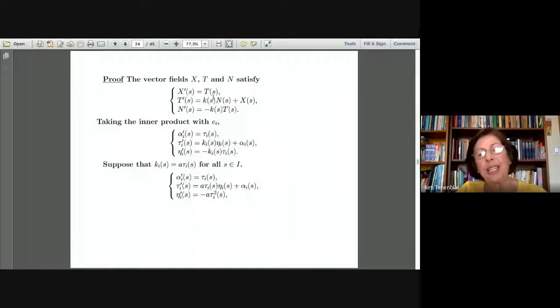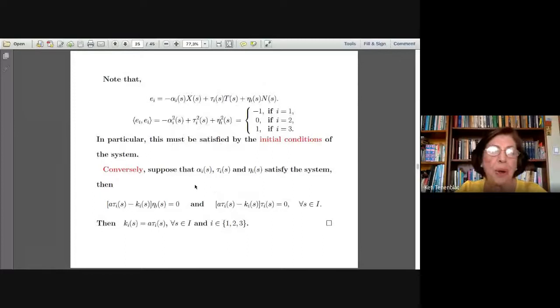And so if you take the inner product with e_i, you have now a system for alpha, tau, and eta, a system of ordinary differential equations. Now, we are assuming that the curvature is A times the function tau. So this system reduces to this one here. Okay, so we are substituting the curvature for A times the torsion, the tau. Now observe that once you fix e_i, this is a fixed vector, and you can write it as a linear combination of X, T, and N for any s, because this is a basis for the ambient space.